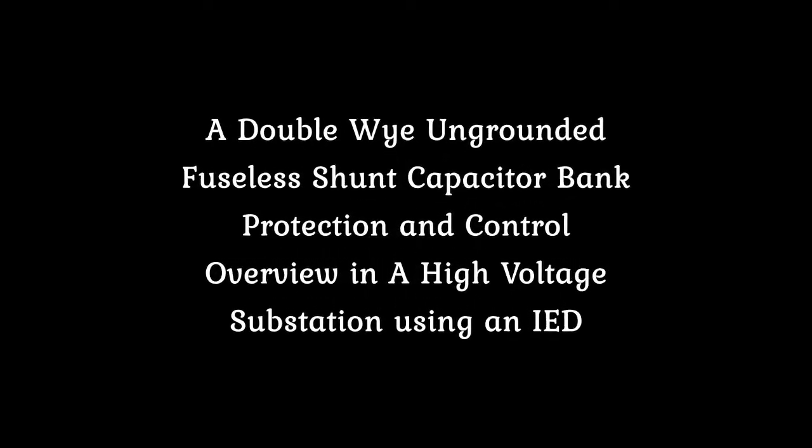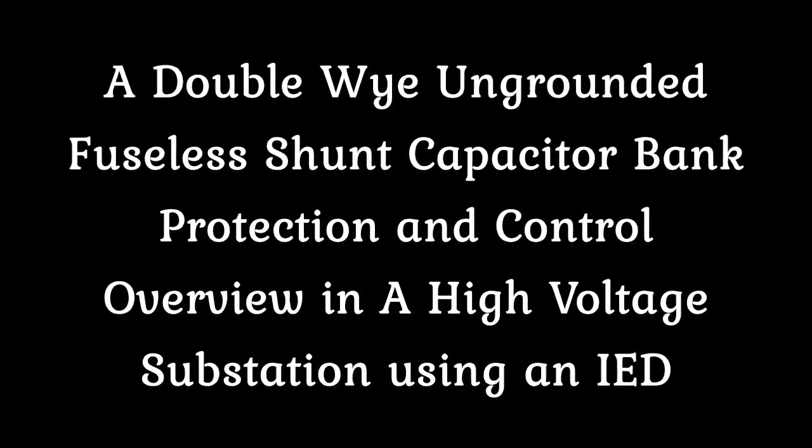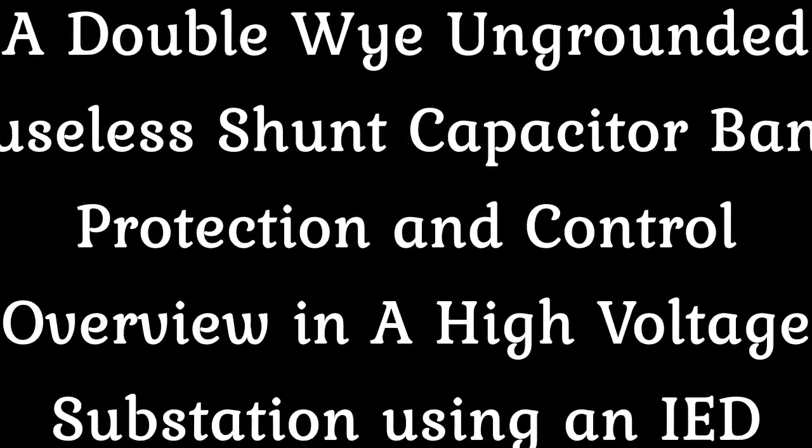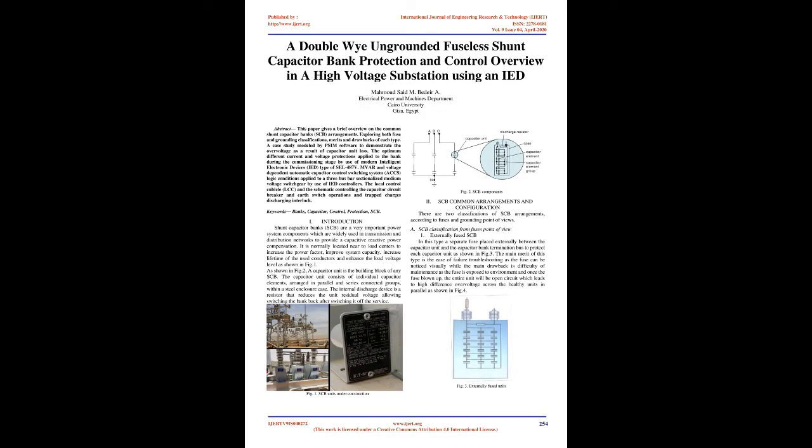A Double Wye Ungrounded Fuseless Shunt Capacitor Bank Protection and Control Overview in a High-Voltage Substation using an IED. Abstract. This paper gives a brief overview on the common shunt capacitor banks, SCB, arrangements, exploring both fuse and grounding classifications, merits, and drawbacks of each type. A case study modeled by PSIM software demonstrates the overvoltage as a result of capacitor unit loss.